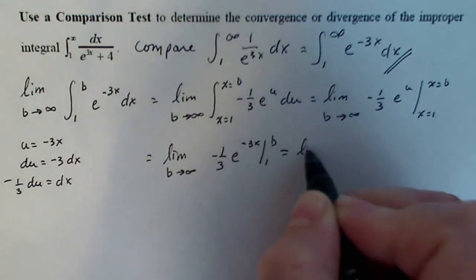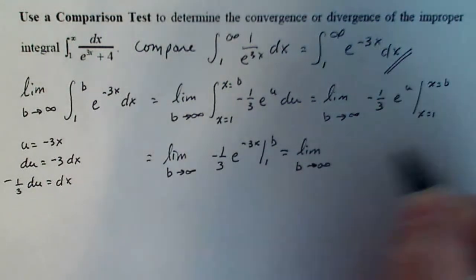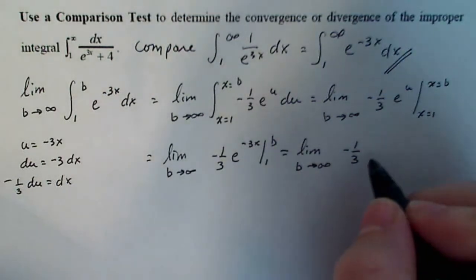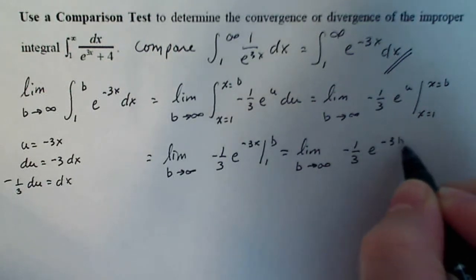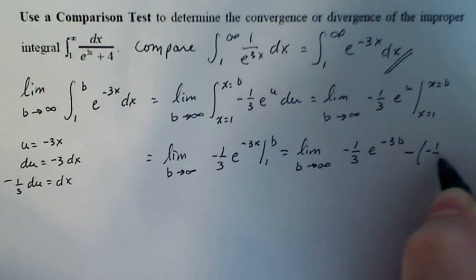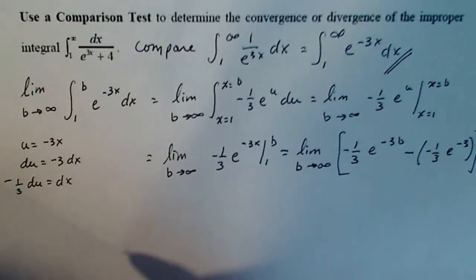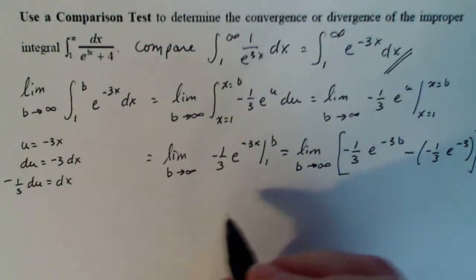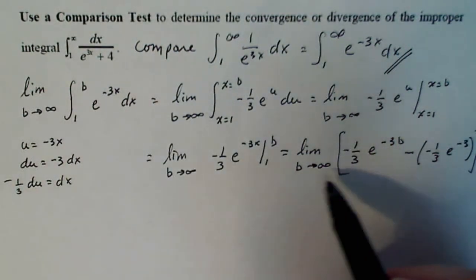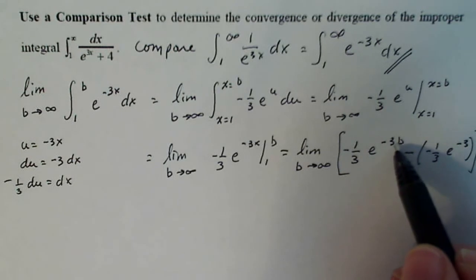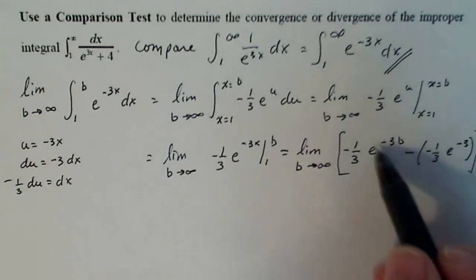Now using the fundamental theorem, which is the last step I use before I actually take the limit, I plug in b first: minus 1/3 e to the minus 3b, minus minus 1/3 e to the minus 3. That's what I actually want to take the limit of. So, in taking the limit, I have to think, okay, what happens as b gets larger and larger? Now, this is just a constant.